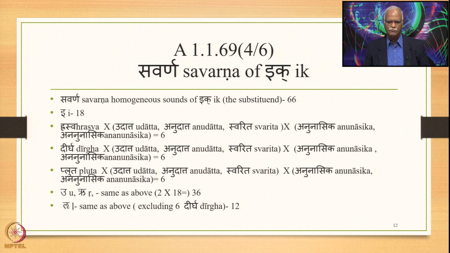Similarly, U and Ru, which are part of Ik, also have 18 varieties each. And so together they have 36 such varieties, and E and U stand for their respective 18 homogeneous sounds. Lu also has similar kinds of varieties, however, Lu does not have a dirgha variety. So excluding those six dirgha varieties, Lu has 12 varieties, 6 rasva and 6 pluta. All this put together, we can say that the savarna sounds mentioned in the pratyahara ik are 66. In a nutshell, the substituents, the sthani sounds, are 66 on the whole.